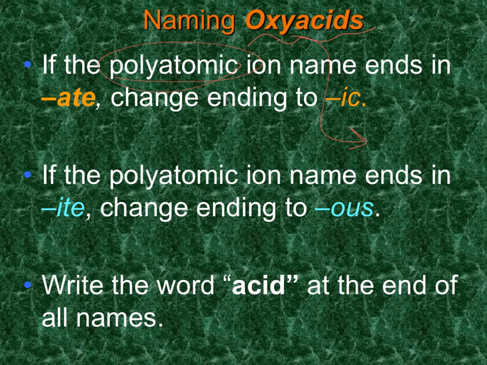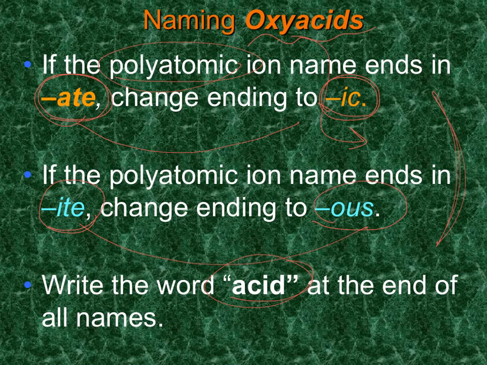and if the name of the polyatomic ion ended with the suffix ate, when it becomes part of an acid, that suffix changes to ic. So you go from ate to ic. If the polyatomic ion contained in the acid has a name that ended in ite, then when it becomes part of the acid, the ending is changed to ous. So it goes from ite to ous. And then, as with all acids, write the word acid at the end.